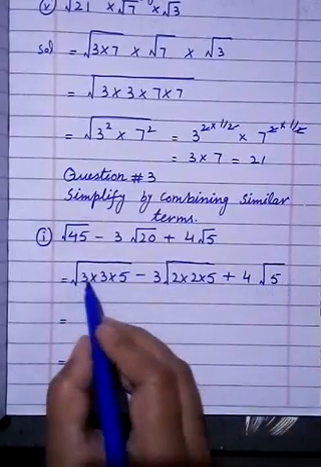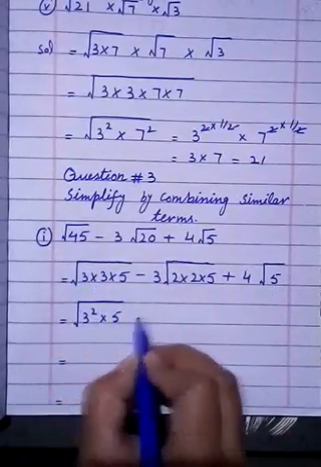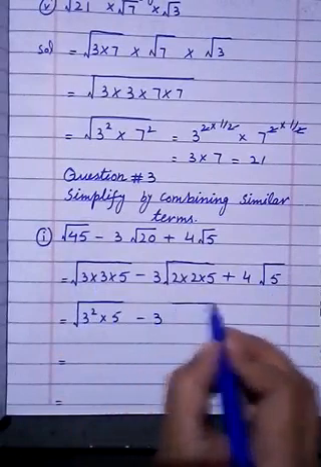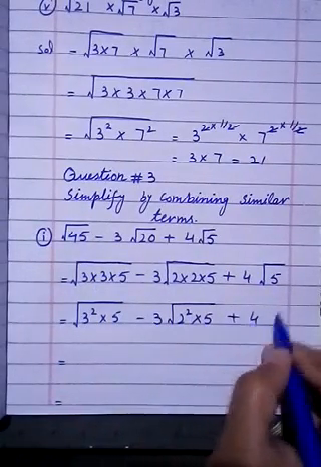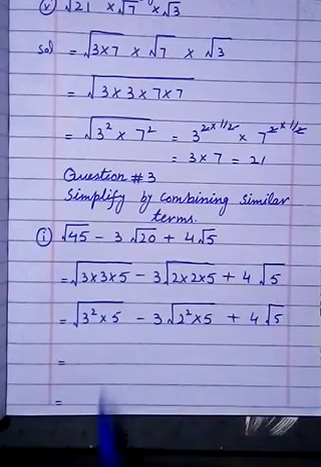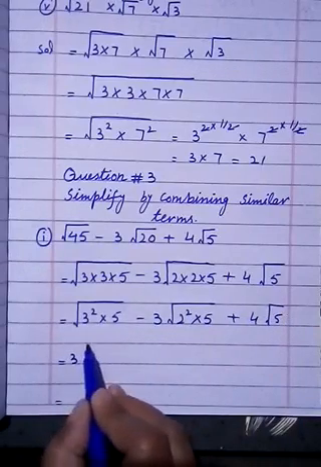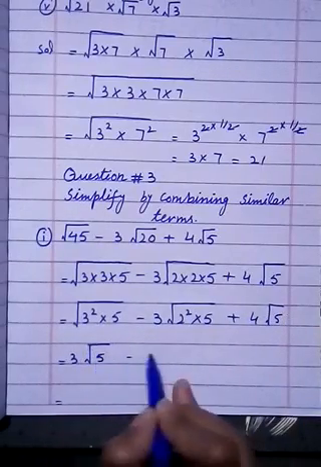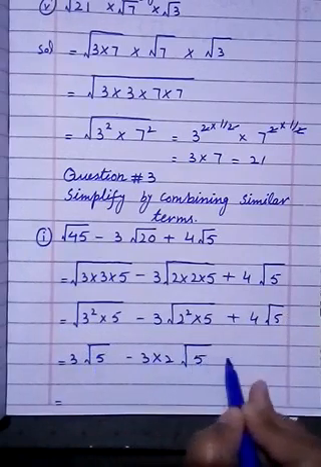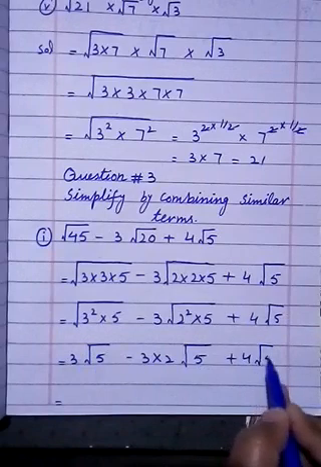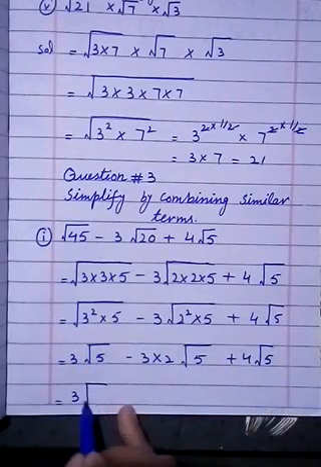Now 3 square multiply by 5 under root. Now minus 3, 2 square and multiply by 5, and plus 4 under root 5. The values which have square will come outside from under root. It will become 3 under root 5. Now 3 multiply by 2 under root 5. Now plus 4 under root 5 as it is. Now 3 under root 5 as it is.